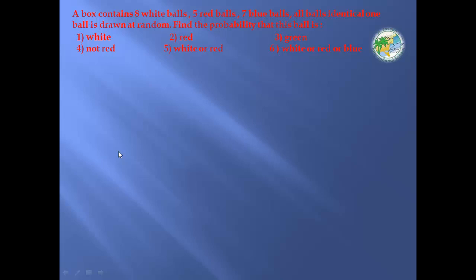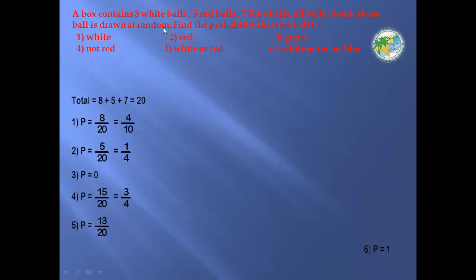Okay, fine. That's enough. Find the white ball. Total number of balls: 8 plus 5 plus 7 equals 20. Probability of getting white is equal to 8 over 20. Simplify, divide by 4, 4 over 10. Probability of getting red, 5 over 20, equal to 1 over 4.